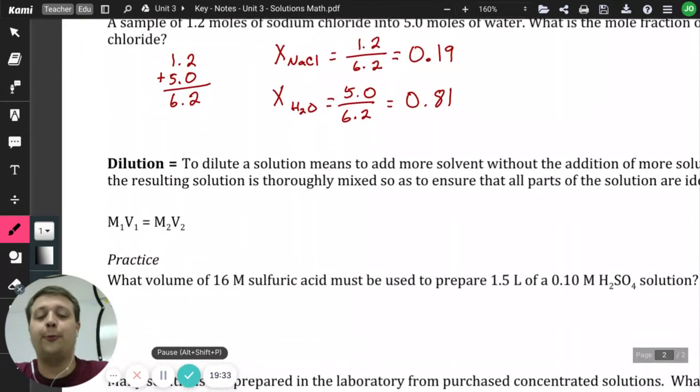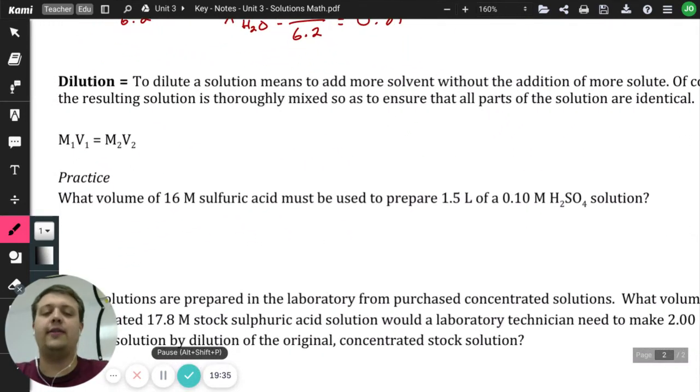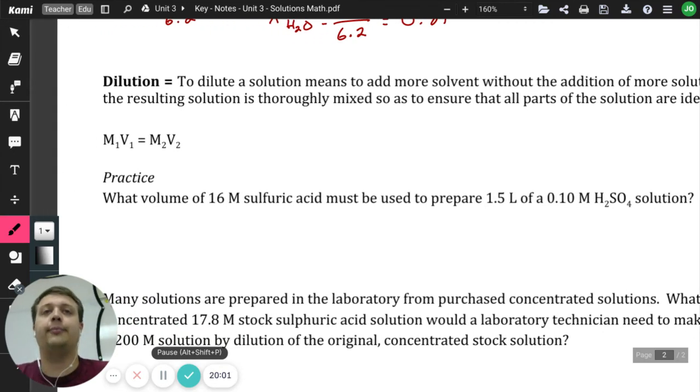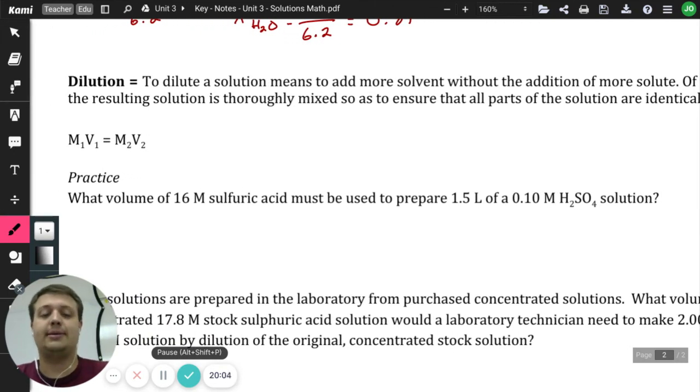All right, one last thing that we need to cover, and then we are done with this solutions math. So, last thing to talk about is dilutions. So dilutions would be us taking a solution that's already made and diluting it down to a lesser concentration. Okay, so to dilute means that we're going to be adding more solvent without the addition of solute. If we add more solute, we're not going to be changing that overall concentration. So we do need to keep that in mind.